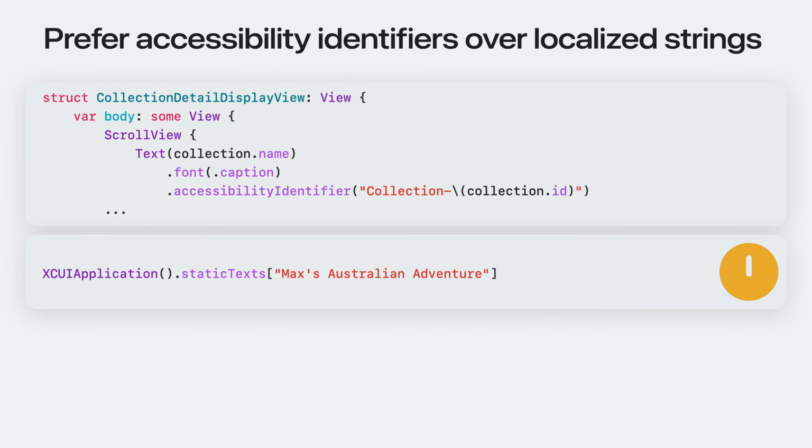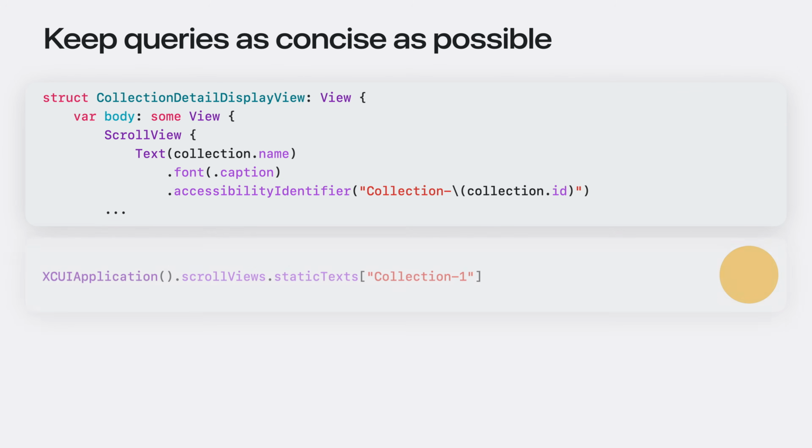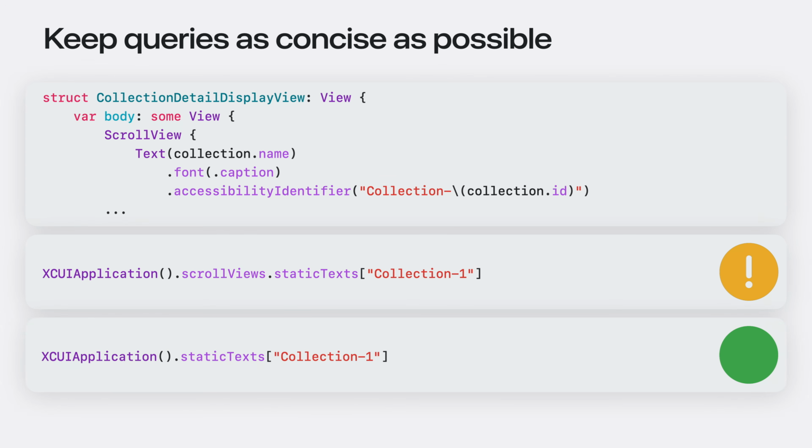For views that have localized strings, like text elements or buttons, we recommend choosing an accessibility identifier if there is one. UI recording tries to use the identifier by default, if one exists. For views that are deeply nested, like text and scroll views, we recommend choosing the shortest possible query. This will help your automation stay resilient as your app changes.